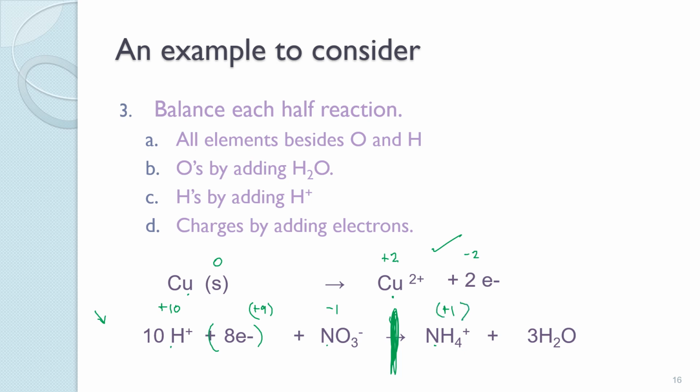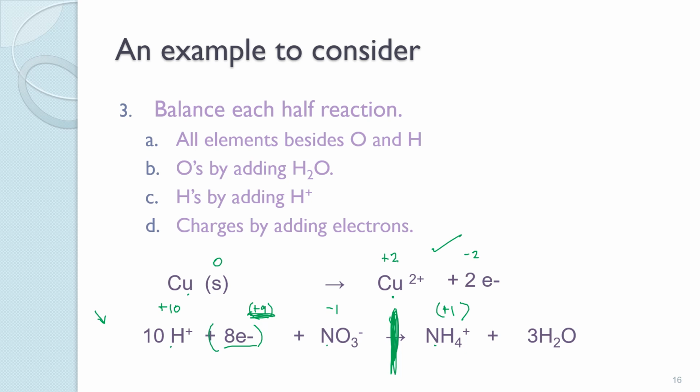So my more positive side is the left. And how many electrons do I have to add to get from a +9 to a +1? I have to add 8 electrons, because -8 + 9 will give me +1. So that's where the 8 came from. And if you were able to do the oxidation numbers that I showed you earlier, those numbers now ring a bell.